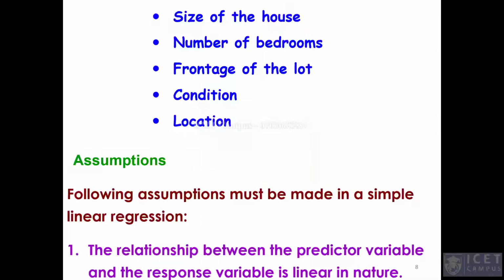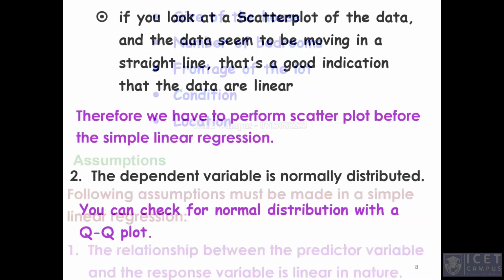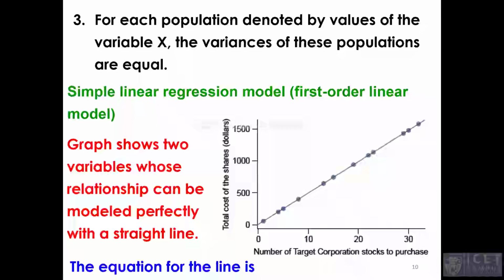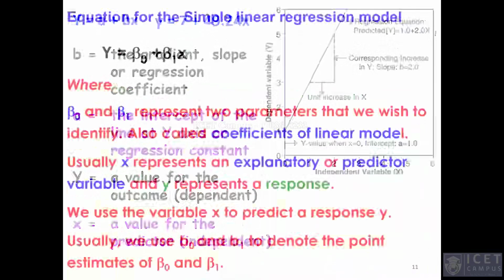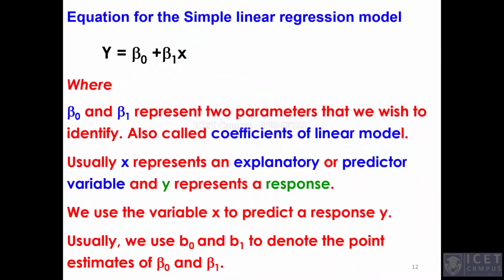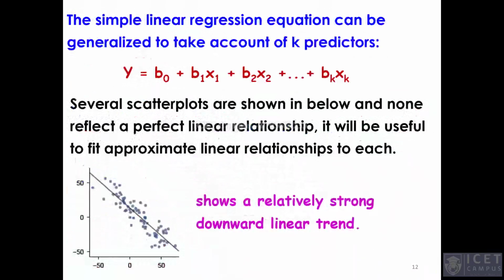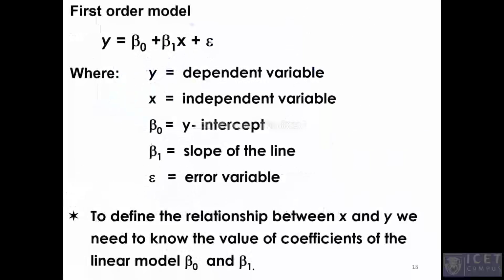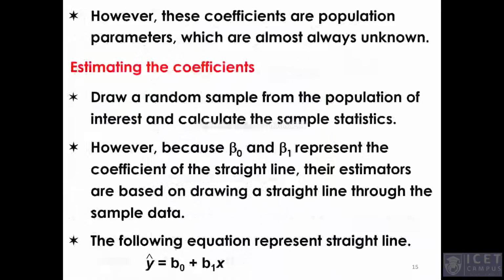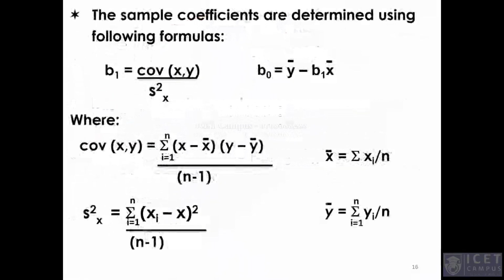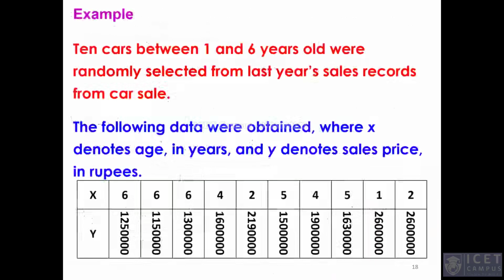Assumptions. The following assumptions must be made for simple linear regression. The relationship between the predictor variable and the response variable is linear in nature, right? So, yeah, here the formula is given and it explains how to calculate this manually, right? So if you are interested, you can go with that method as well. Right? Okay, an example is there. So we'll discuss through an example.